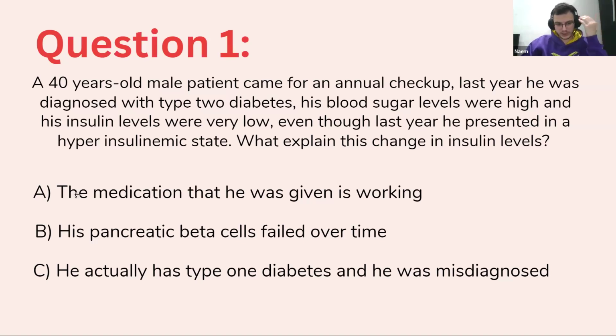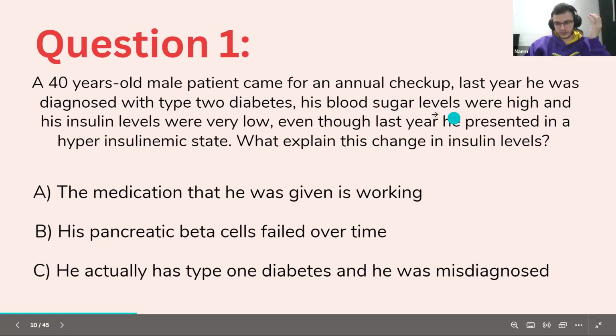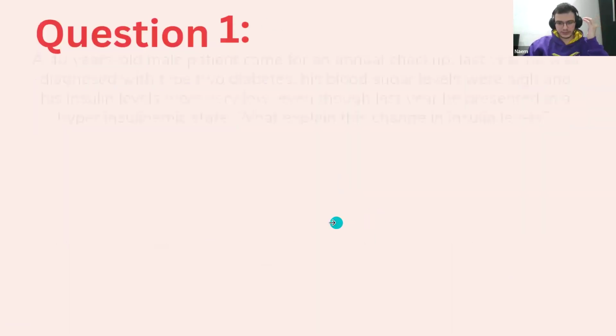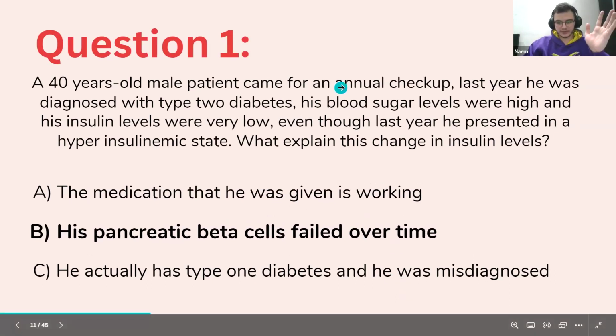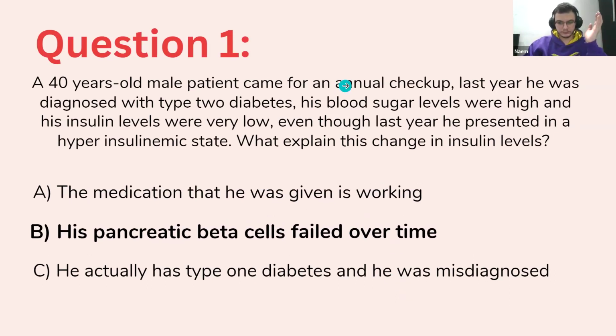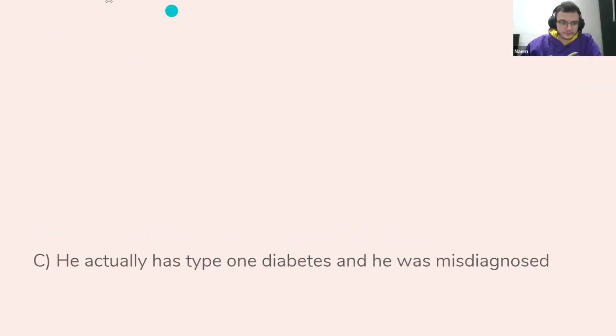What explains this change? Is it A, the medication he was given is working, that's why now he has low levels of insulin? Or is it B, because pancreatic beta cells failed over time or got burnout, as we said? Or C, because he actually has type 1 diabetes and he was misdiagnosed last year? Okay, I see B in the chat. That is true, it's actually B. Is this concept clear? Great, so we shall move on.